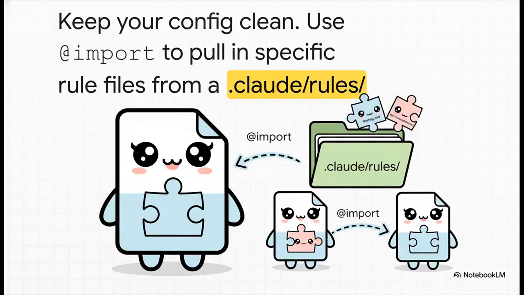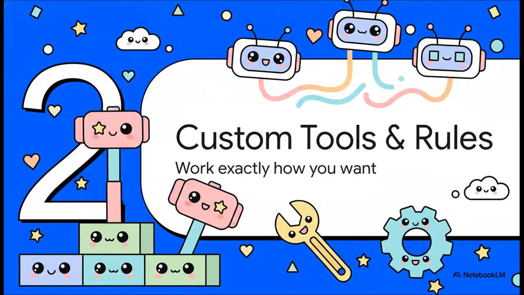And listen, your configuration doesn't have to be this one massive, scary file. You can actually keep things super clean and organized. Just use the @import command to pull in specific rule files. You could have, say, a dedicated testing.md for your testing rules or an API conventions.md file all tucked away in a rules directory. It makes everything so much easier to manage. It's just clean.